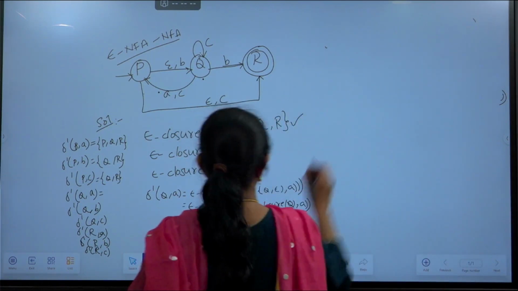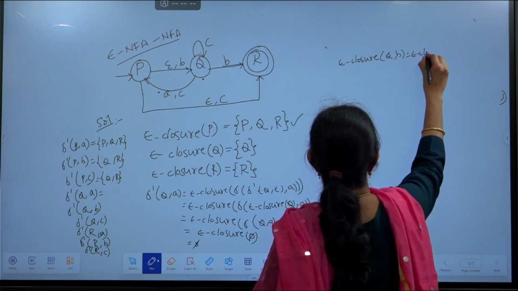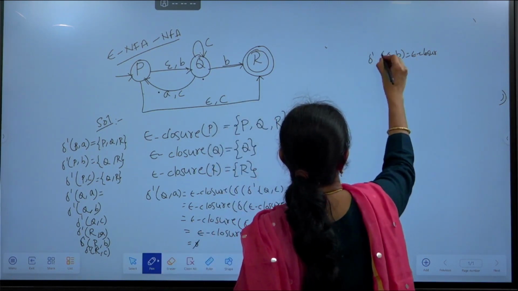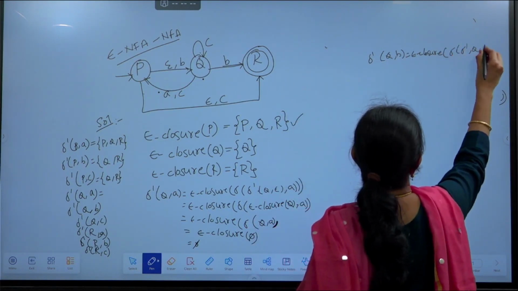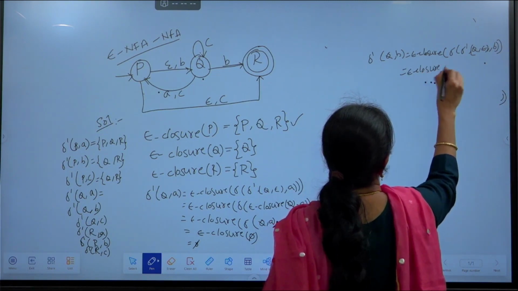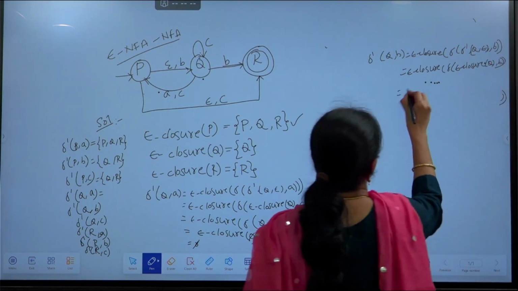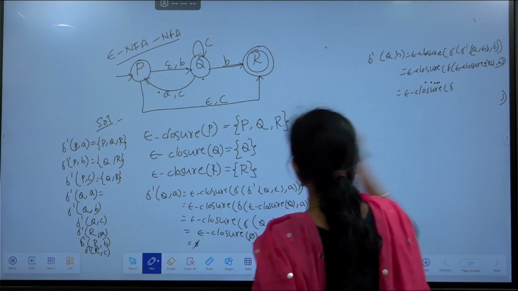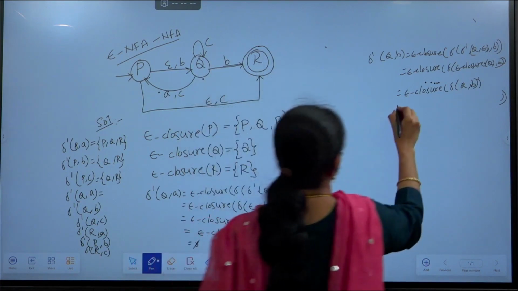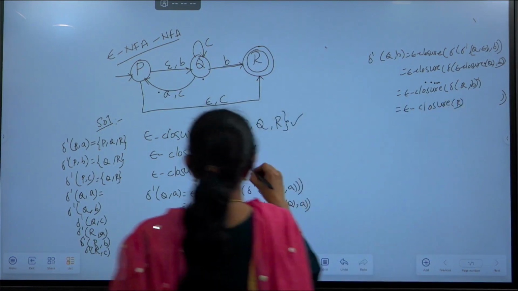Same we have to apply for epsilon closure of Q on input alphabet B. So here delta dash of Q comma B means epsilon closure of delta dash of Q comma epsilon comma B. That means epsilon closure of delta of epsilon closure of Q, which is Q, comma B. Input alphabet we have only B. So Q on input alphabet B we have the transition R. Epsilon closure of R. What is epsilon closure of R? That is R.